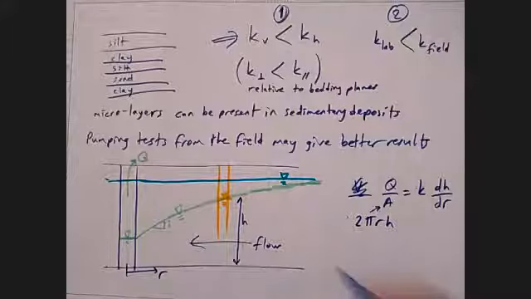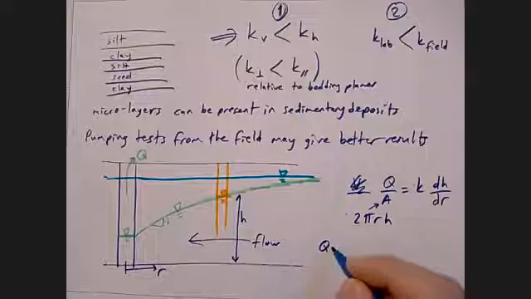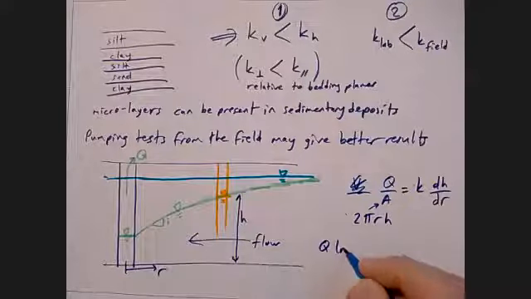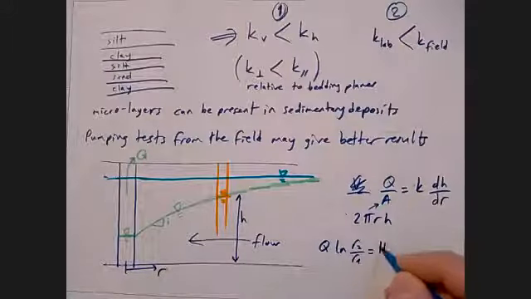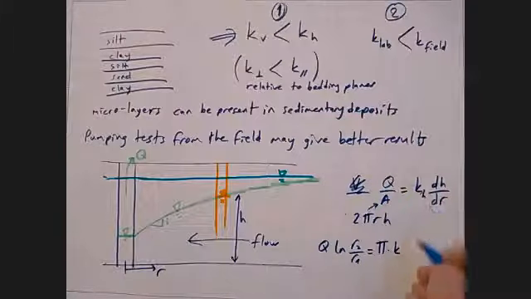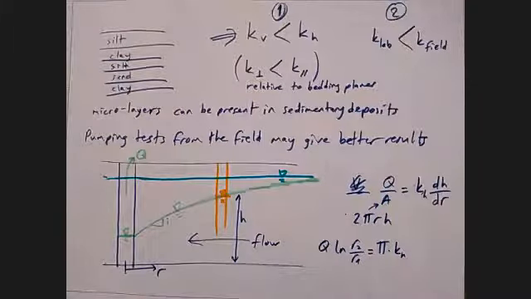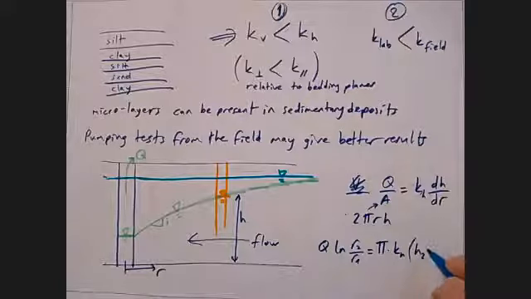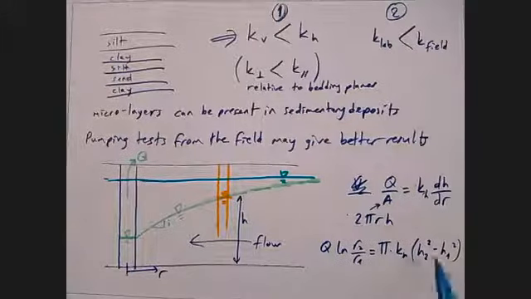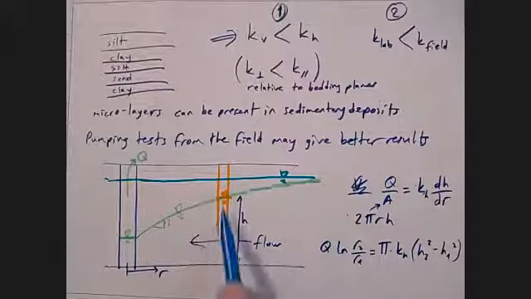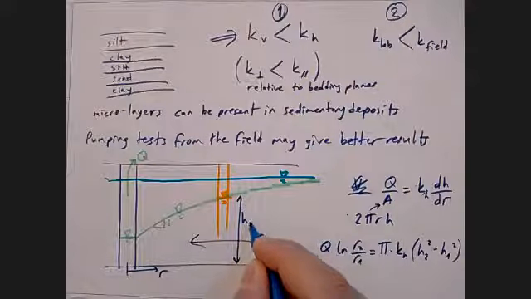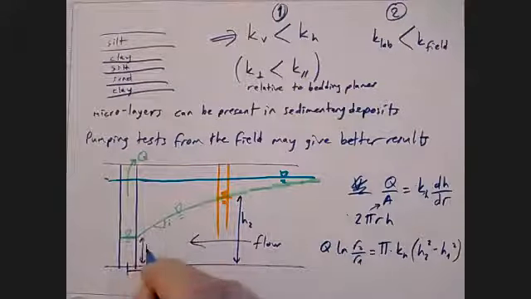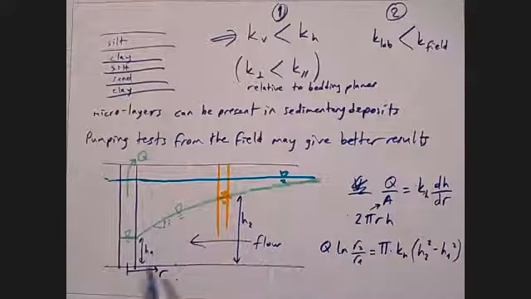So then what you get is Q ln R2 over R1 becomes pi K, of course this K is K_H, because the flow is happening horizontally, H2 squared minus H1 squared, where these H's and R's are measurements at different points. They can be the borehole, for example, let's call it H2, and this can be H1, the edge of the pumping well, and so on.